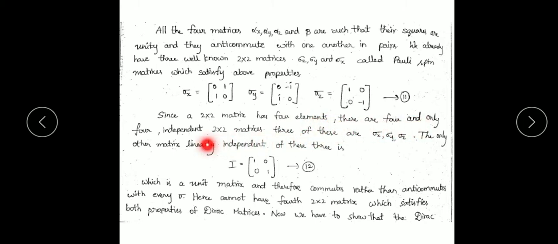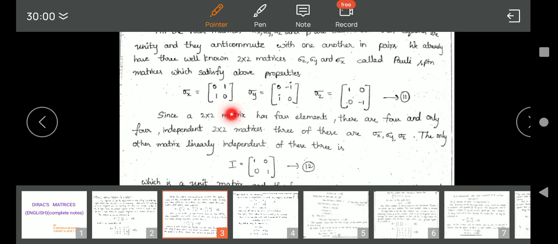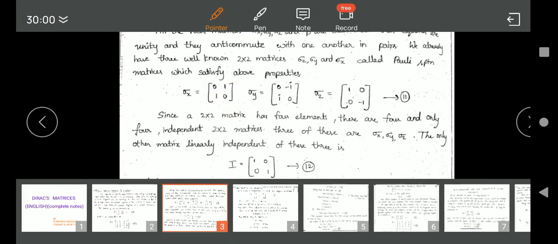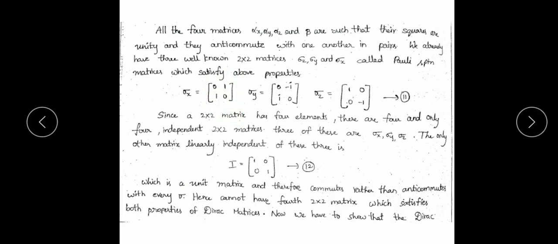So these matrices already satisfy this condition, and since a 2 by 2 matrix has 4 elements, there are 4 and only 4 independent 2 by 2 matrices. Here if you see 0 1 1 0, like that we are having 4 elements. So they are saying there are 4 and only 4 independent 2 by 2 matrices. There are 4 in number.